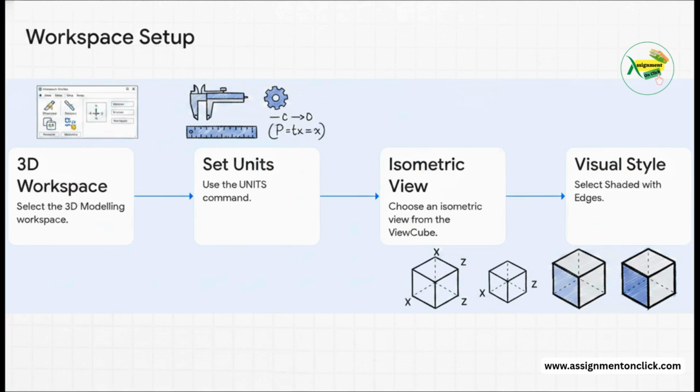Third, switch to an isometric view using your view cube so you're actually looking at all 3 dimensions at once. And fourth, pick the shaded with edges visual style. It's a lifesaver for beginners because it makes solid surfaces and boundaries crystal clear.